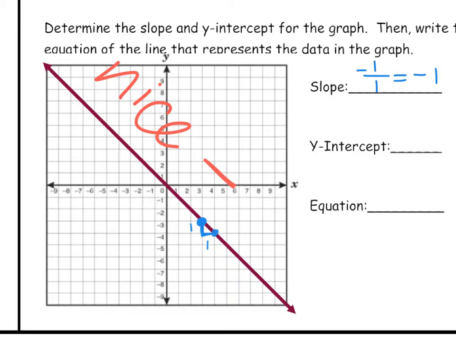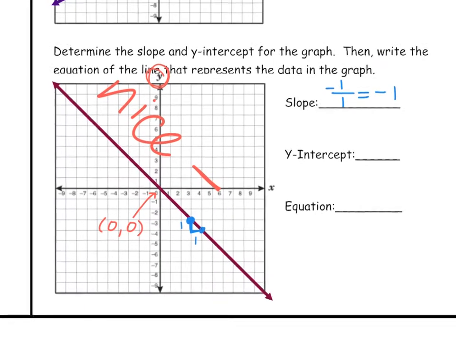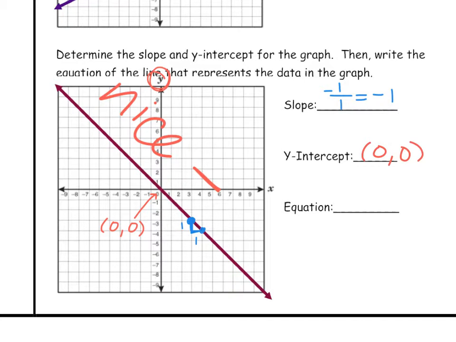Okay, my y-intercept. Sebastian, what's my y-intercept here? Where does it cross the y-axis? Right there in the middle. This would be proportional because it's linear and crosses the y-axis at 0. Okay, so my y-intercept, and now I need the equation. Brian, can you give me the equation? Y is equal to -x. Great. You can put -1x if you want, but you could also just put -x. Either of those works.